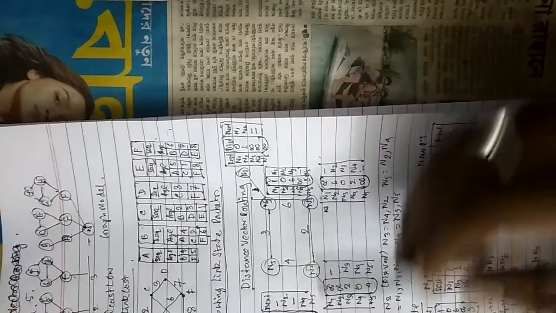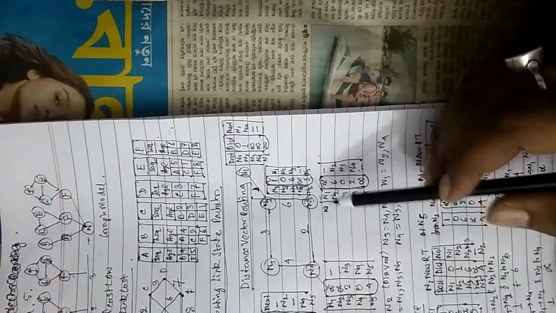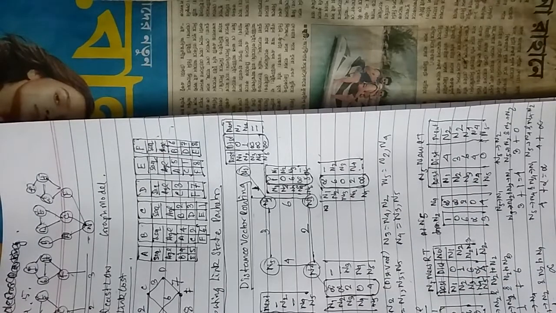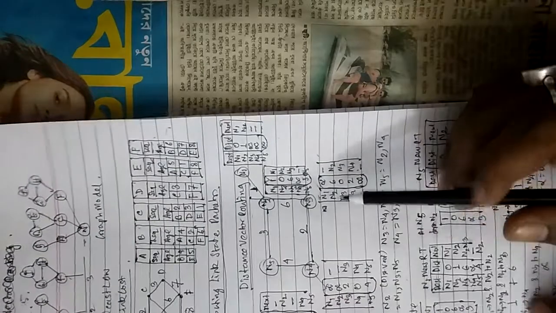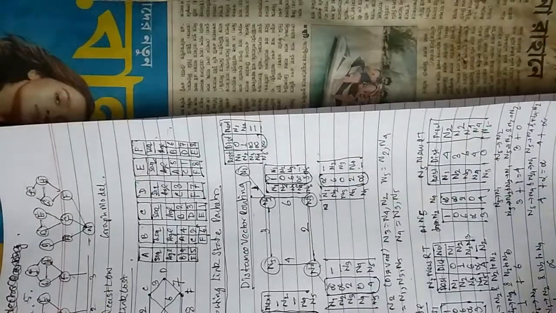Similarly, I have created it for n1 and n5. You can now create it for n2, n4 and n3. After 3 or 4 iterations, this entire routing table will come into a stable state.